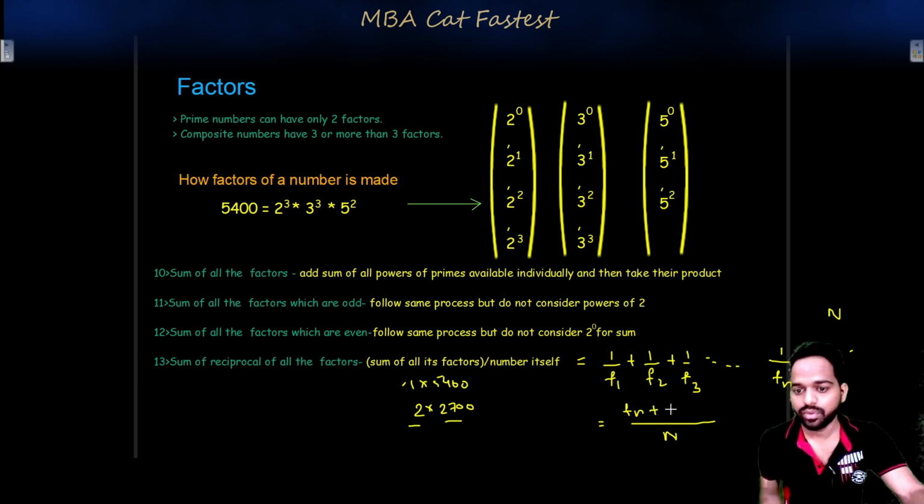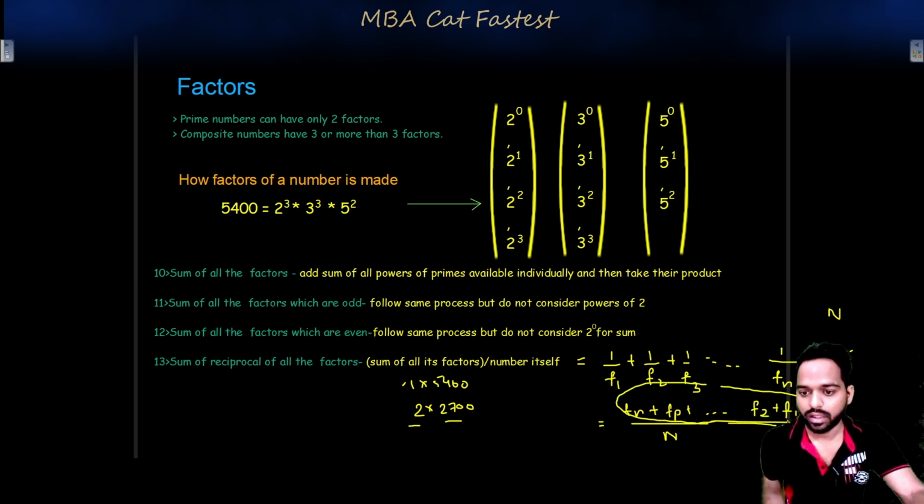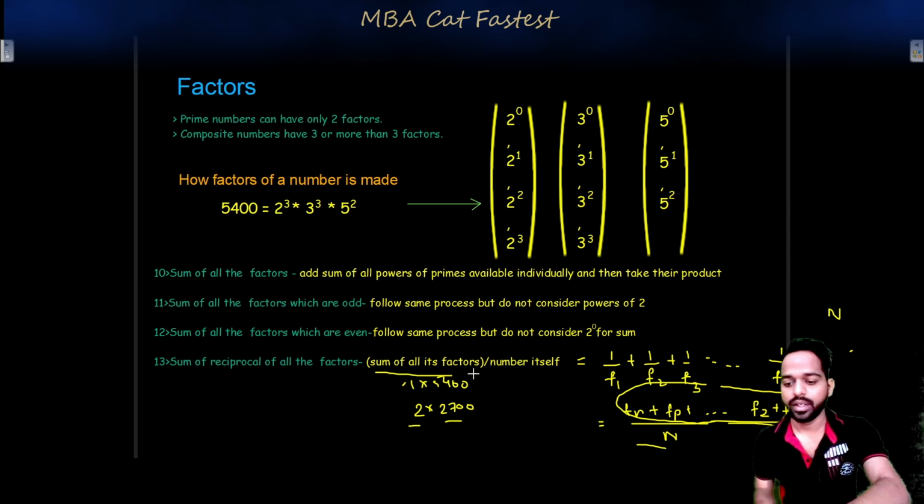Similarly for f2, consider another factor, and then it moves on until the last. And what is all this? These are basically the sum of all its factors divided by the number itself. So that's how we get: the sum of reciprocals of all the factors is equal to the sum of all its factors divided by the number itself.